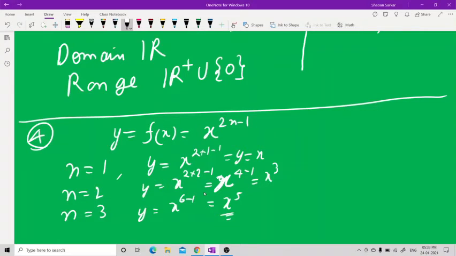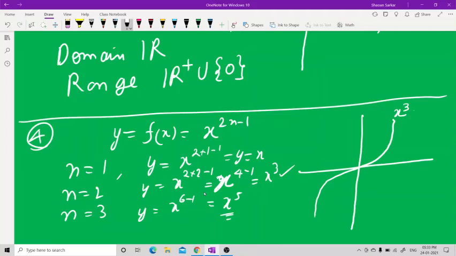Now, how to draw this graph? I have already shown you the cubic graph above. Now we will draw the x and y coordinates. The cubic graph goes like this. You have already seen the graph go like this. This is the cubic graph. And now you will see how to draw the x to the power of 5 graph. The x to the power of 5 graph is something like this.